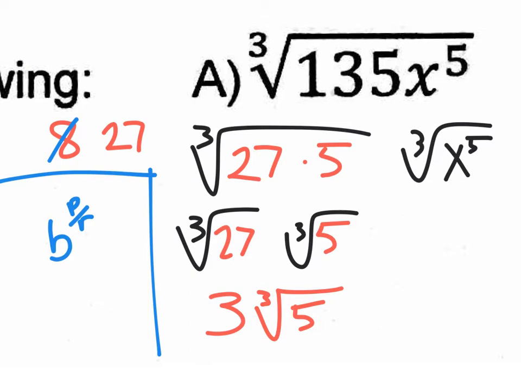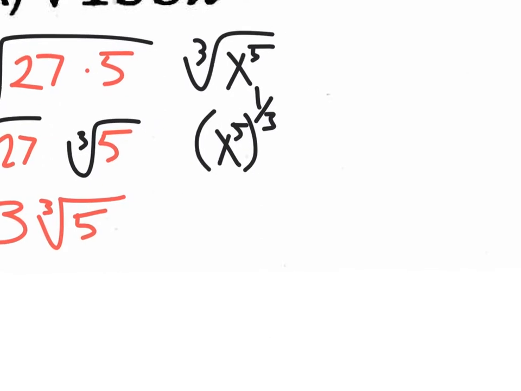So let me just do one step at a time here. Let me rewrite x to the fifth in parentheses, and then to the power of 1/3, because the third root is the power of 1/3. Now at this point you could multiply the power with the power, and you will get x to the 5/3, because 5 over 1 times 1 over 3 is 5 over 3. And 5/3 is an improper fraction. So let me rewrite that as x to the 1 2/3.